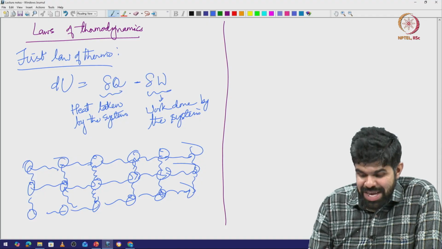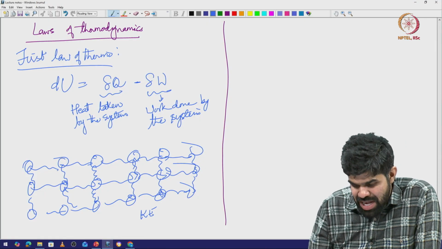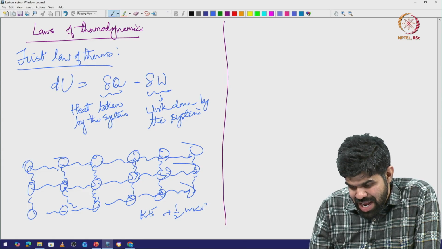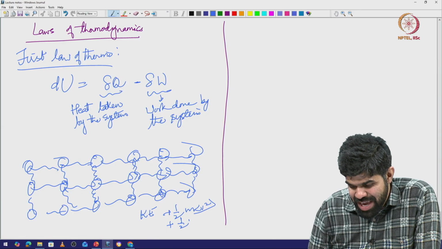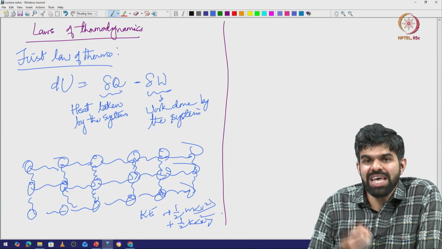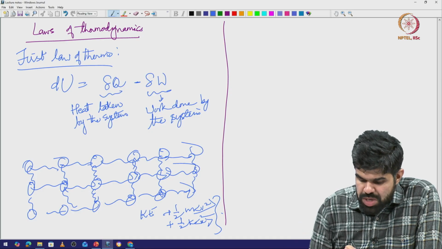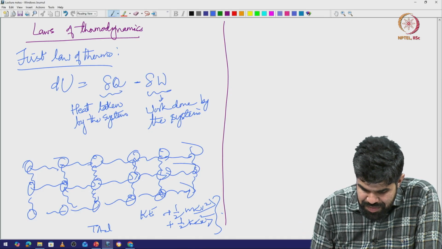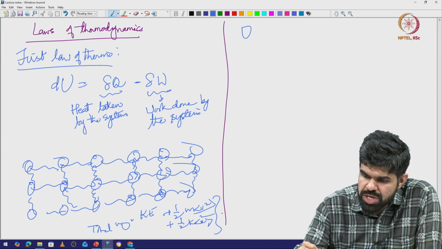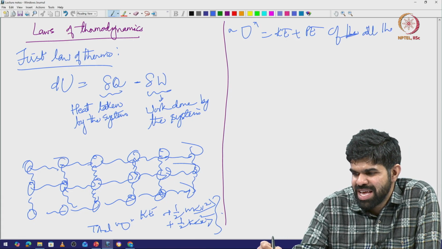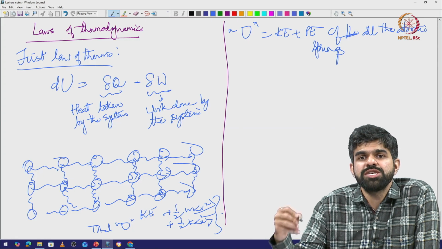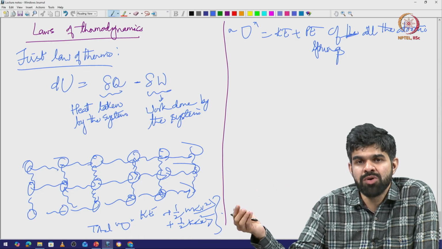So each of these springs has a kinetic energy to it, which is half mv squared, and each of these springs is vibrating, which means it also has a potential energy which is half kx squared, and that together constitutes the total internal energy of my system. So total U is the kinetic energy plus the potential energy of all the atomic springs, let us say. This is from a bond model, a spring and bond model, right.